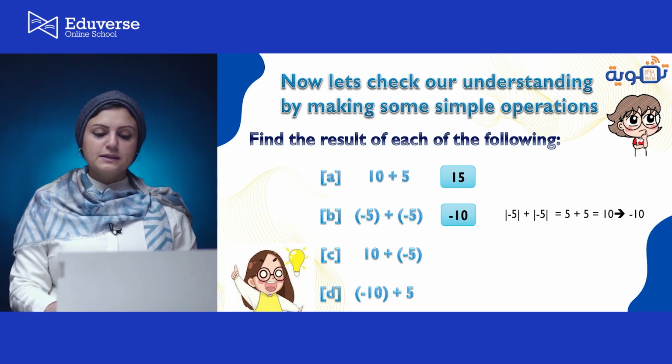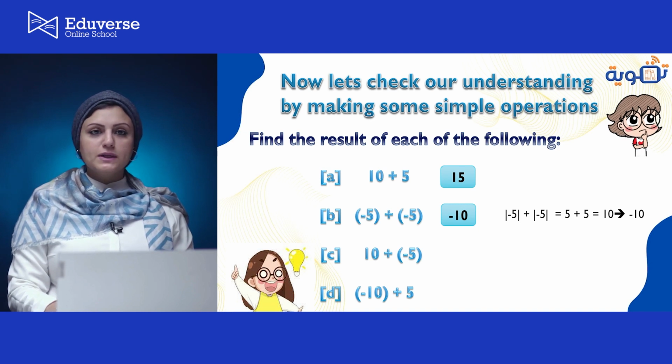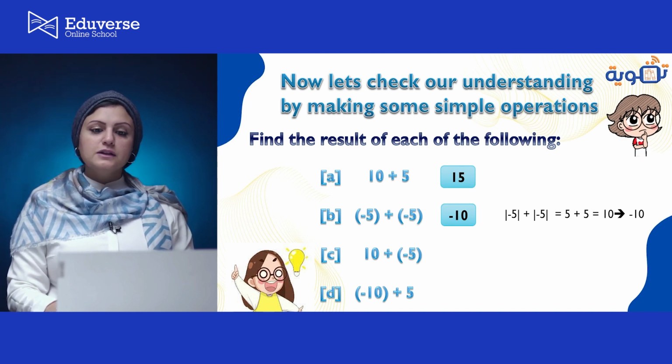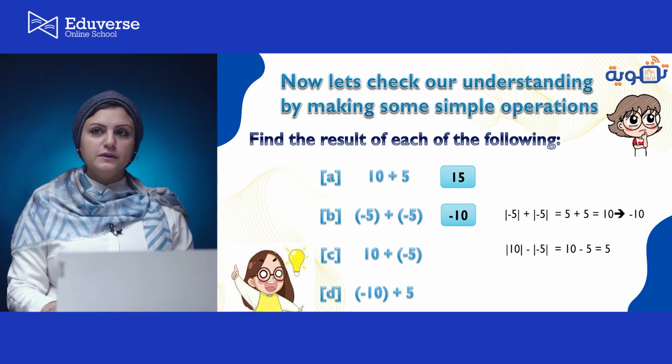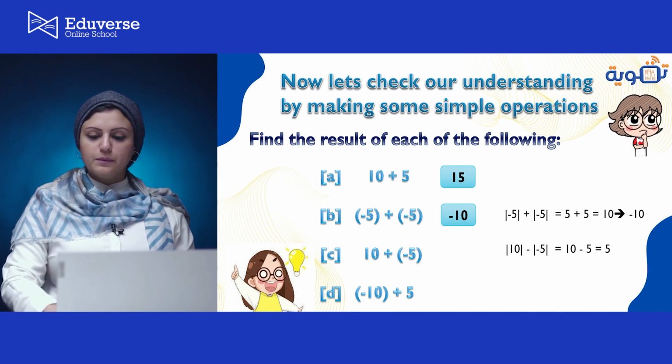Now 10 plus negative 5. It's two different signs. Check which one is greater. Of course, 10. So the final answer will be a positive integer. Here we are going to get the difference between 10 and 5. 10 minus 5 is equal to 5. So I will keep the positive sign. So the answer is 5.